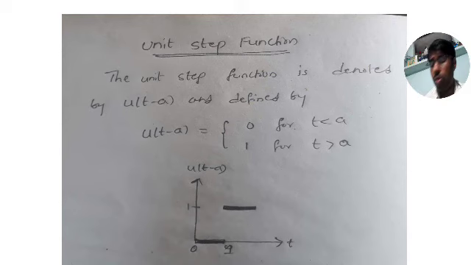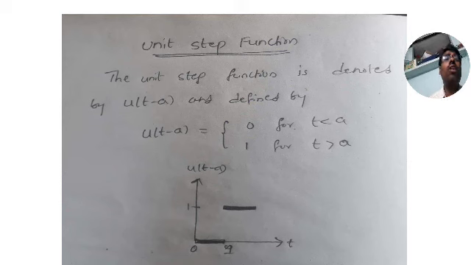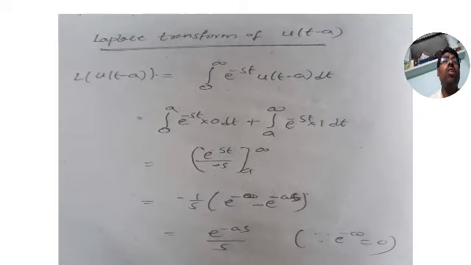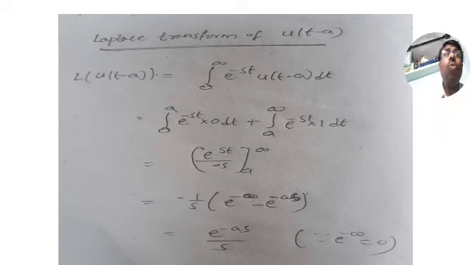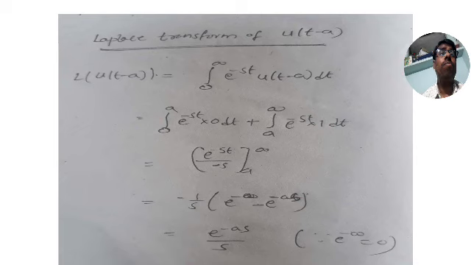So note it down so that we can go on to what we have to find now: the Laplace transform of the unit step function. The definition, notation and graph are given, everything is given about the unit step function. Now let us find the Laplace transform of the unit step function u of t minus a, which came previously for 5 marks.